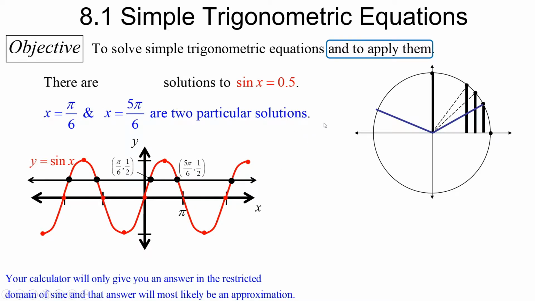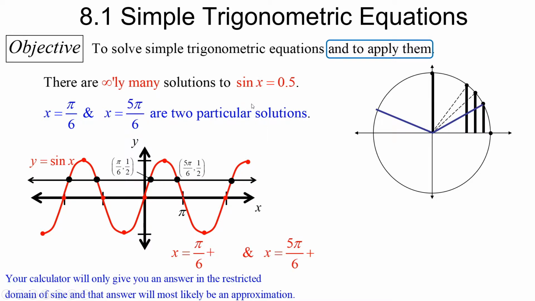And that goes on forever and ever in both directions, telling me that there are infinitely many solutions to sine of x equals 0.5. So I have expressed 2 particular solutions right here. How do we express all of them?